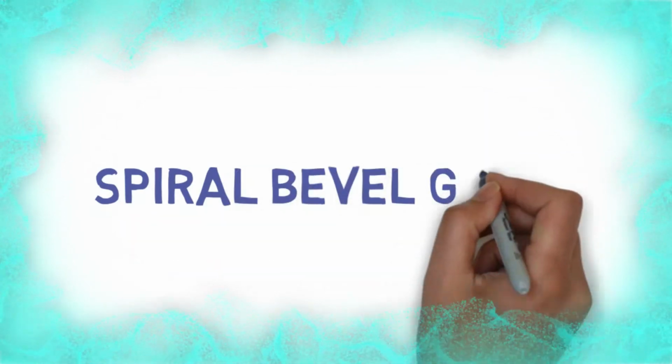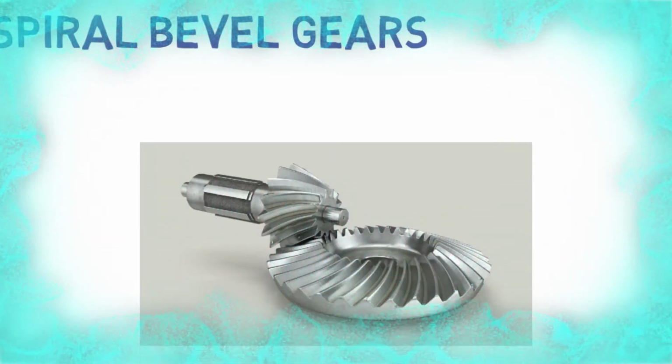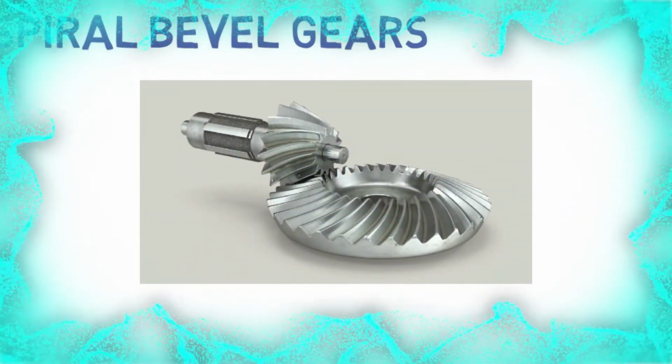Spiral bevel gears. Bevel gears are made with their teeth inclined at an angle to the face of the bevel. Spiral bevel gears are also known as helical bevels.